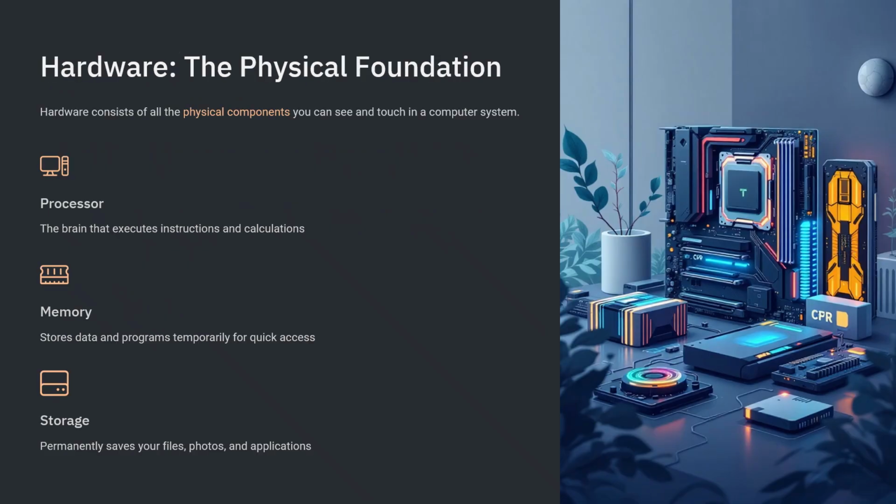Then the definition of hardware. Hardware is the physical components that you can see and touch. This is the definition of hardware. Some examples of hardware are the processor, memory, storage, etc. The processor, that is the central processing unit, is the heart and brain of the computer system. The memory, that is the primary memory, stores data and programs temporarily for quick access. The storage is the secondary storage device, which permanently saves your files, photos and applications.